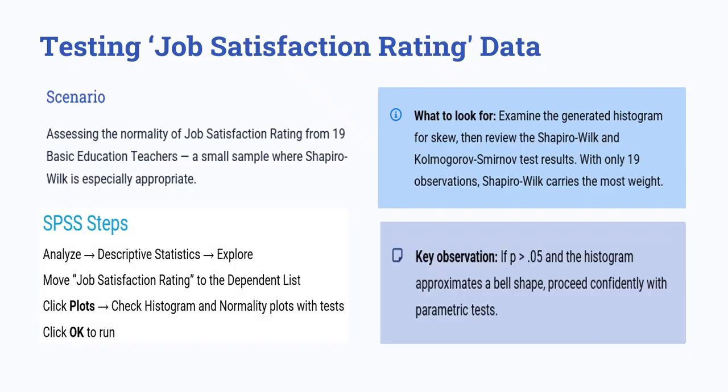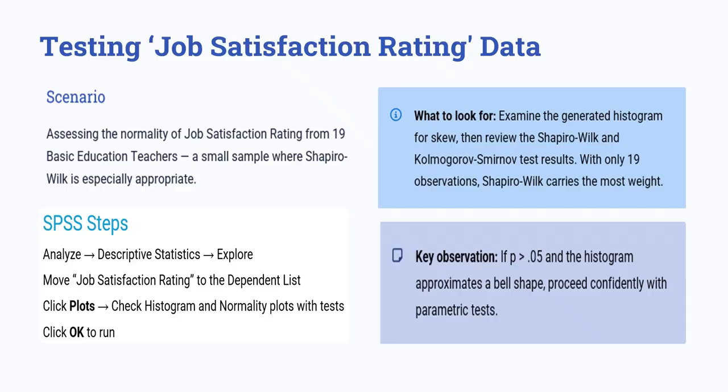Go to Analyze, Descriptive Statistics, Explore. Move Job Satisfaction Rating to the dependent list, click Plots. Then check histogram and normality plots with tests. Click OK to run the procedure.